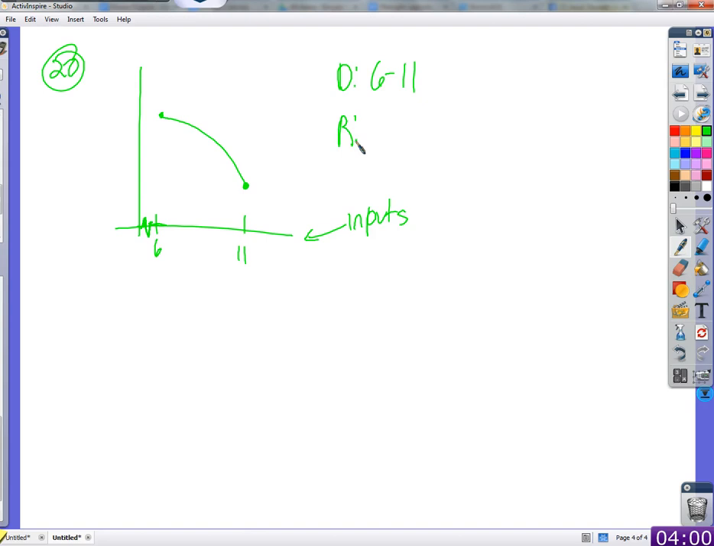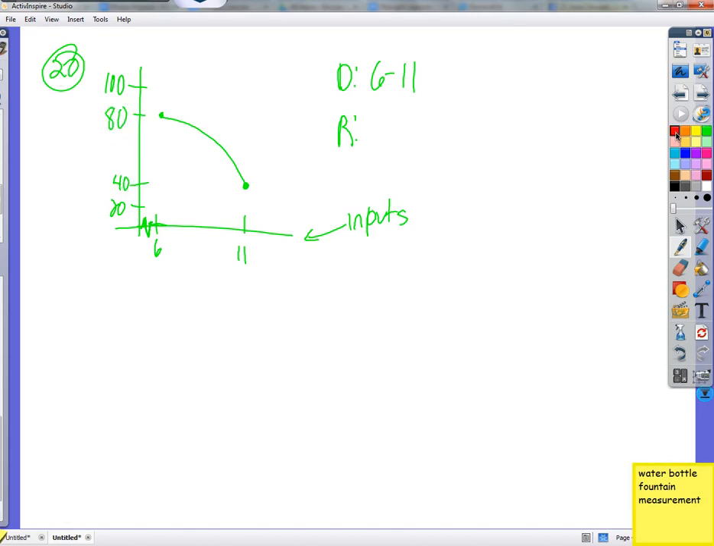What's the range? What's the definition of the range? All the outputs. So we look at this graph, we look at this function, and we say, what outputs are valid for this function? What outputs can you get out of this function? 40 through 80, right? You can't get 20. There's no graph at 20. You can't get 100. There's no graph at 100. 100's up here, and there's no graph up here. And there's no graph down here at 20. The graph is from 40 to 80.